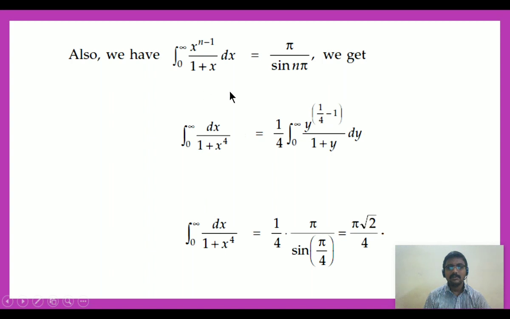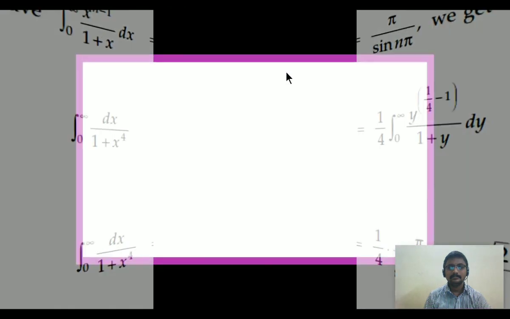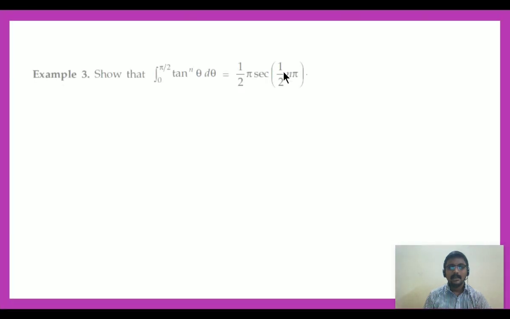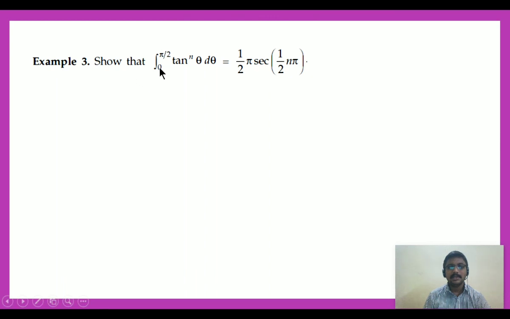So simple, we just have to remember this formula. The formula is integral 0 to infinity x power n minus 1 by 1 plus x dx is pi by sin n pi. Another example, show that integral 0 to pi by 2 tan power n theta d theta is half into pi secant of half n pi.